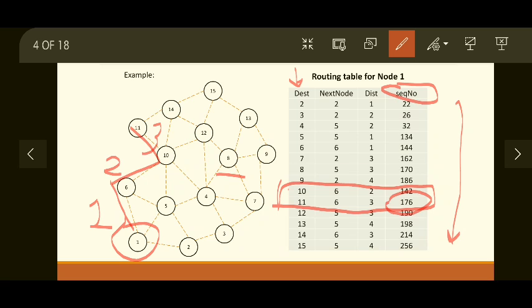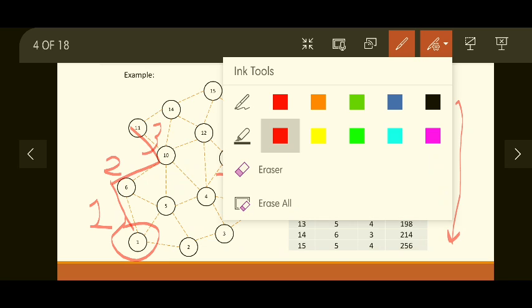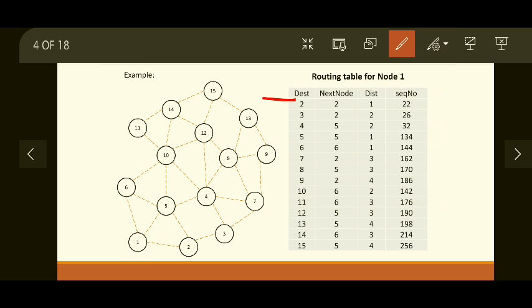Okay, so it will change over a period of time. So these are the basic 4 entries which have to be present in the routing table. Like this you will see for node 2, next node is 2 because this is the shortest available path. Distance is 1 hop, sequence number is 22.